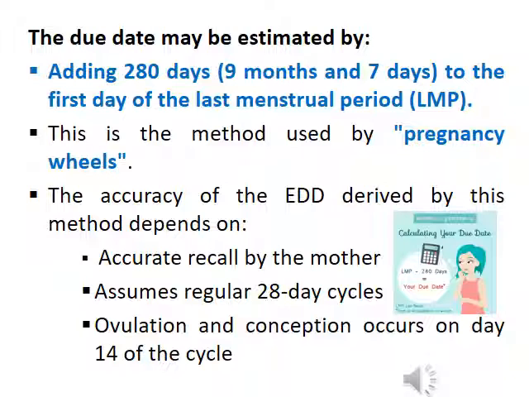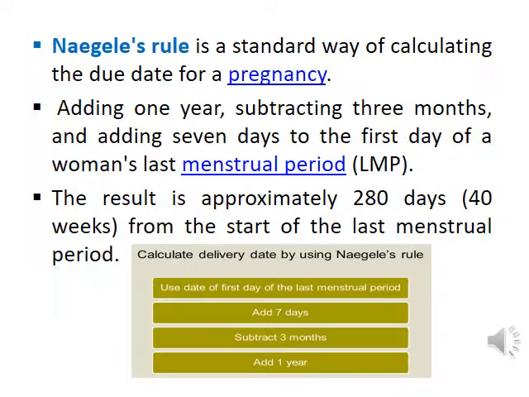The accuracy of the EDD derived by this method depends on accurate recall by the mother, and assumes regular 28-day cycles. Ovulation and conception occur on day 14 of the cycle. Naegele's rule is a standard way of calculating the due date for a pregnancy, adding 1 year, subtracting 3 months, and adding 7 days to the first day of a woman's last menstrual period. The result is approximately 280 days, 40 weeks, from the start of the last menstrual period.